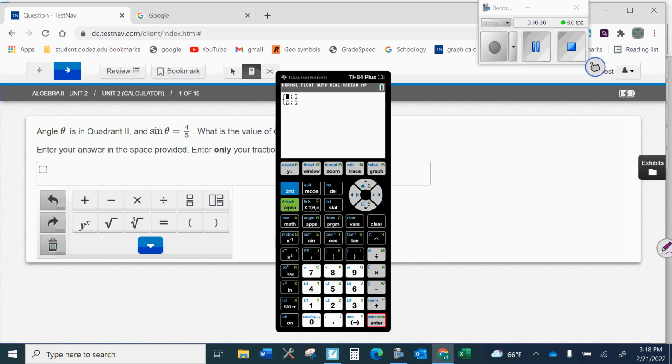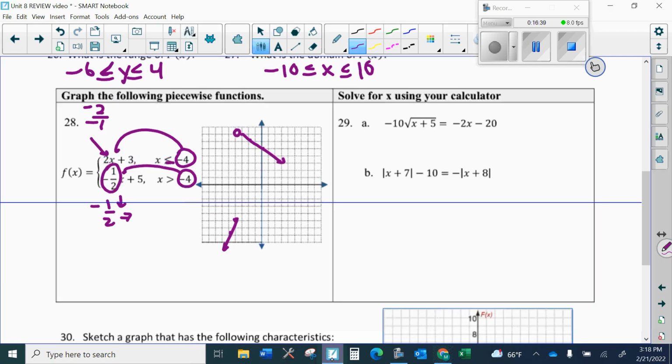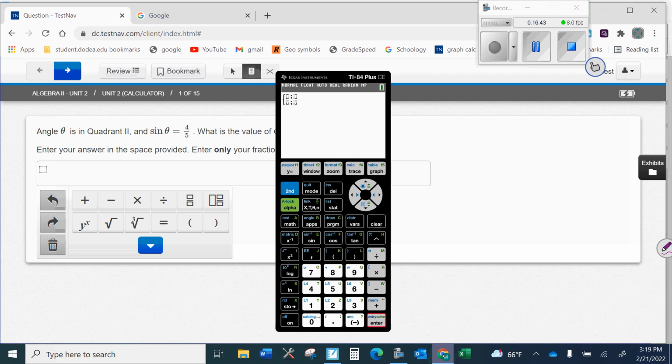Okay, and it was 2x plus 3 over, and second math, conditions. It was x is less than or equal to, so hit enter, and it was -4. You've got to use the negative button. Go down, and so this was x greater than -4.